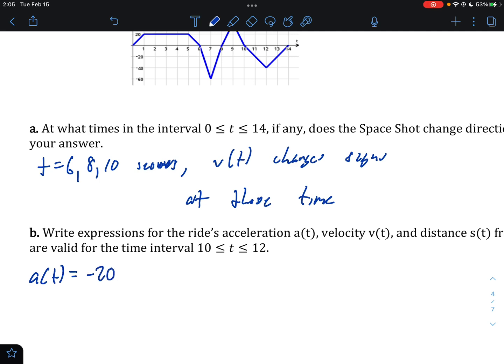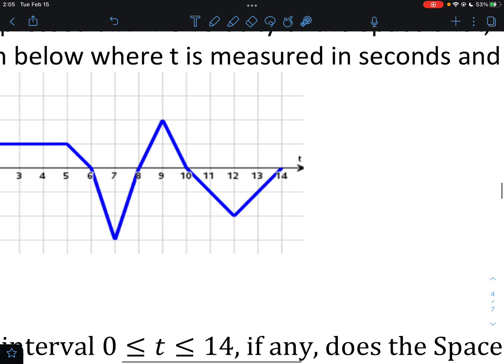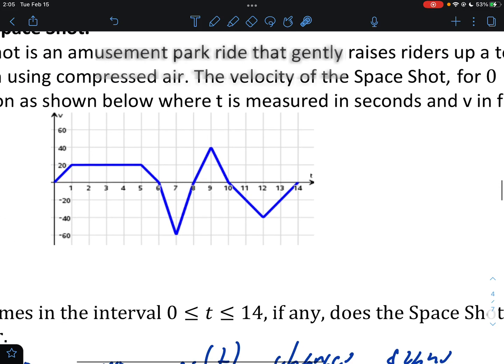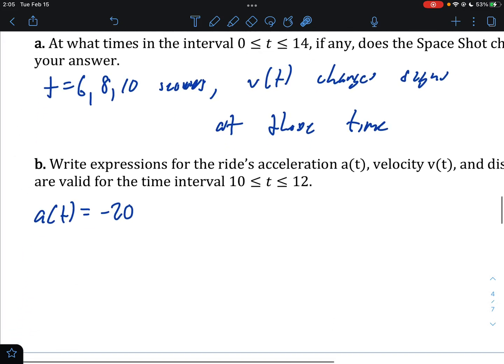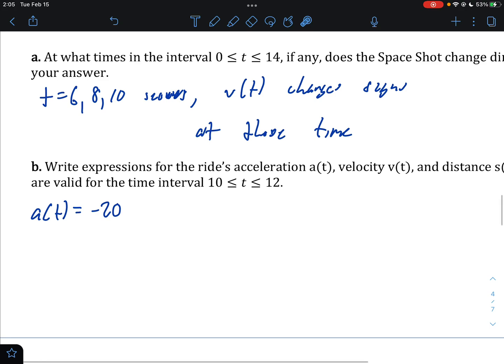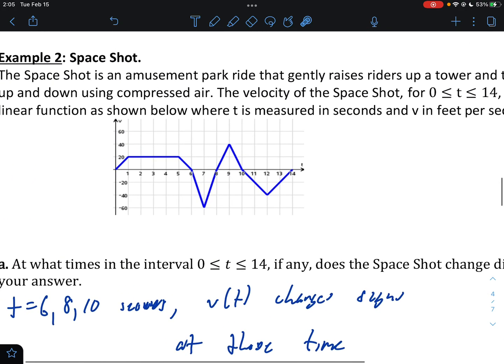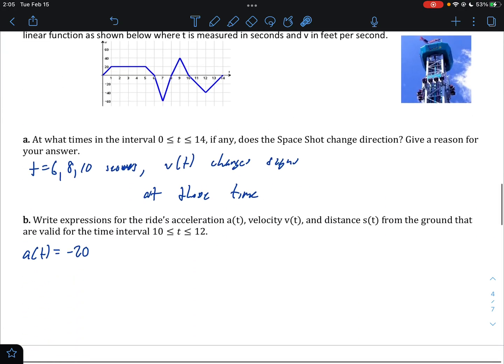The velocity is just the equation of that line. So our slope would be negative 20. And we can put a point in there. The point we can pick would be, how about 10 comma 0?